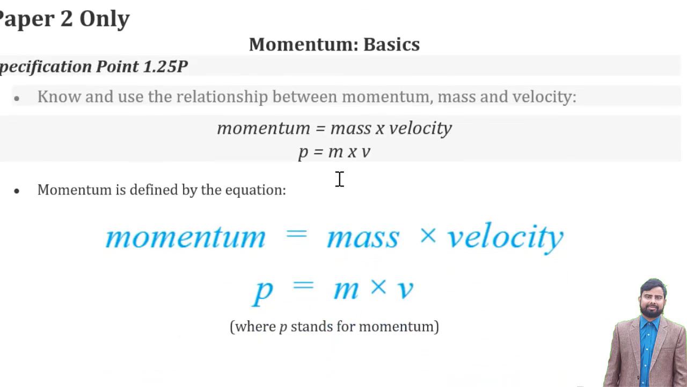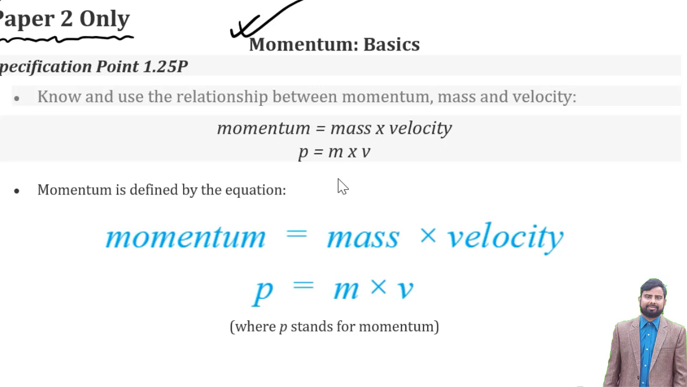So now the details about this chapter. This chapter is for paper 2 only. It will come in paper 2 only. So momentum basics, specification in Edexcel IGCSE O-level, specification point 1.25p.